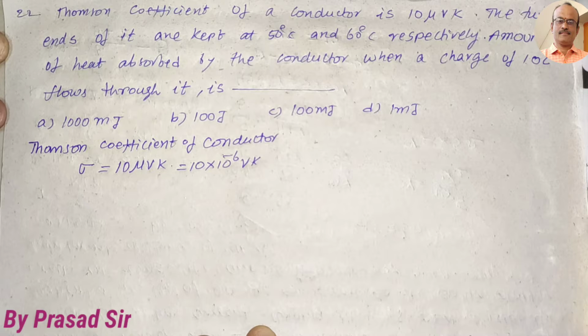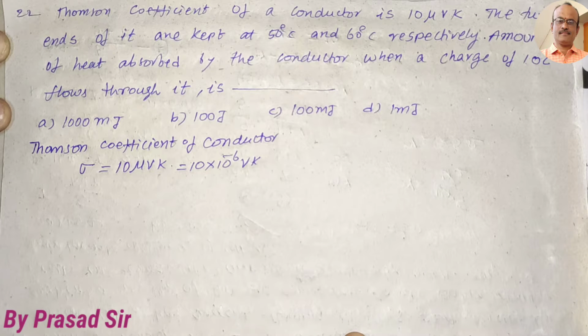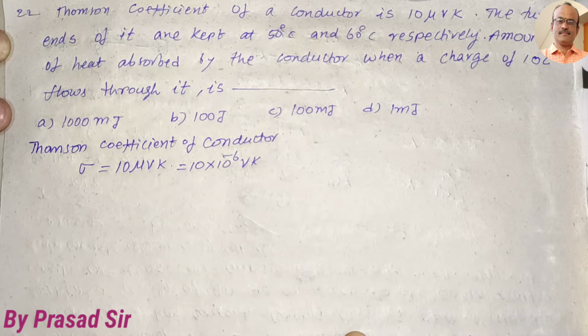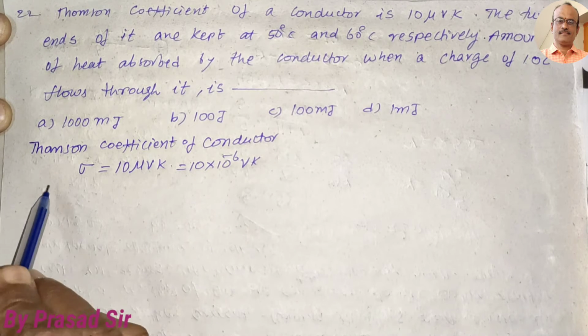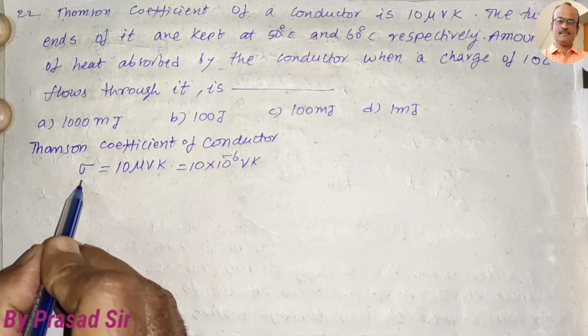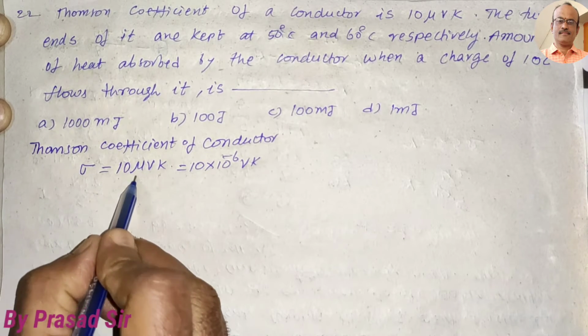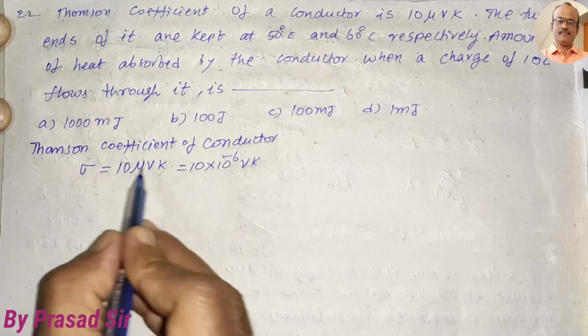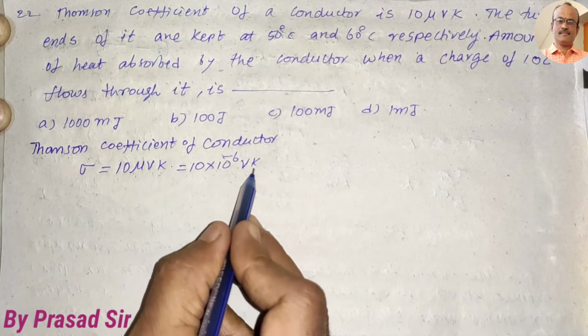Now the question number 22. Thomson coefficient of a conductor is 10 microvolt per Kelvin. The two ends of it are kept at 50 degrees centigrade and 60 degrees centigrade respectively. The amount of heat absorbed by the conductor when a charge of 10 coulombs flows through it is how much? So first of all, given values: Thomson coefficient of the conductor sigma is equal to 10 microvolt per Kelvin. So micro is nothing but 10 to the power of minus 6 volt per Kelvin.